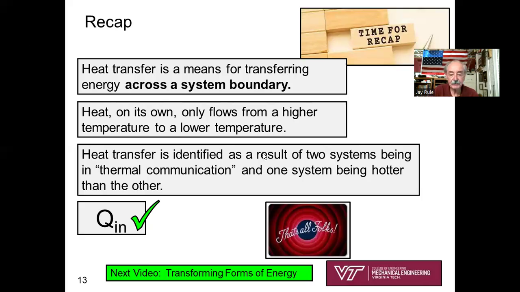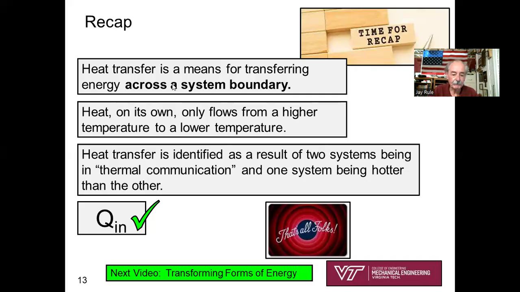Heat transfer is identified as a result of two systems being in thermal communication with each other and one system being hotter than the other. So that thermal communication thing is critical, and that's right out of your textbook. So a strong recommendation to at least browse the material in your textbook.